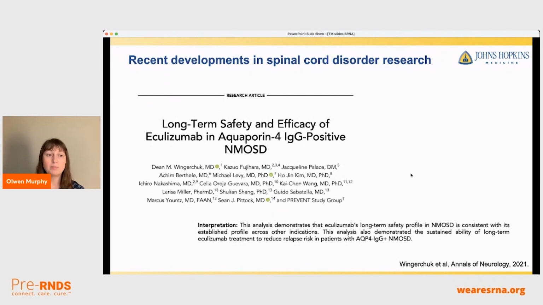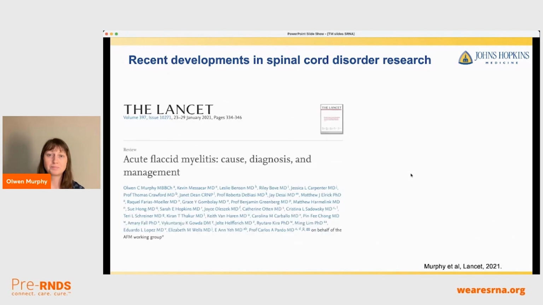On the other side of therapies, we have aquaporin 4 associated disorders. So this is neuromyelitis optica. Again, it may affect many members of our community. There's been a huge expansion in the last few years of specific treatments for neuromyelitis optica, and we now have FDA-approved therapies to prevent further attacks of the disorder, one of which is eculizumab. And data has now emerged on the longer-term safety and efficacy of this treatment, suggesting that it has a good safety profile and is an effective treatment for aquaporin 4 associated neuromyelitis optica, which is great news for people who may be affected by this disease.